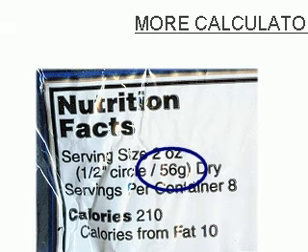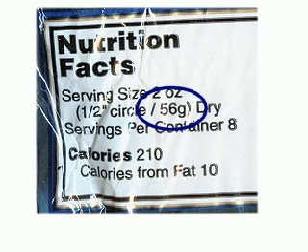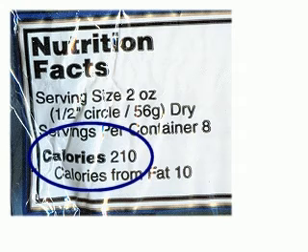Submit button, there's a reset button. So we'll go ahead and click on that. And it clears off the calculator. Now, we know our serving size is 56 grams and we know our calories are 210.